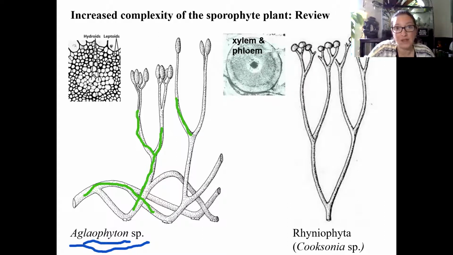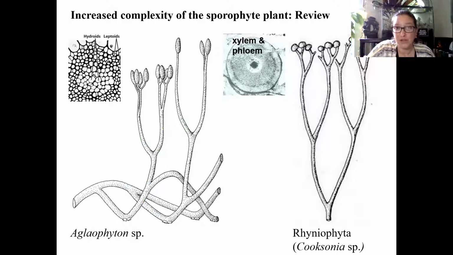And another way that it's more complex than the previous we saw in the non-vascular is, look how many sporangia are on this single sporophyte plant, right? Multiple sporangia on a single sporophyte plant. So that's more complex.